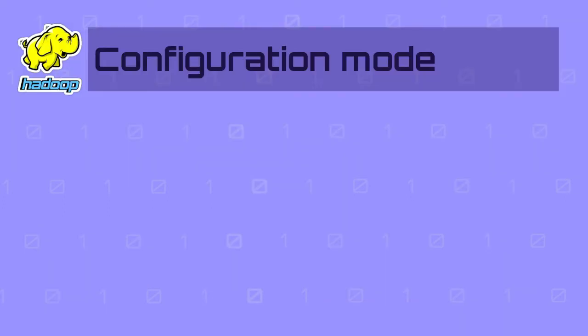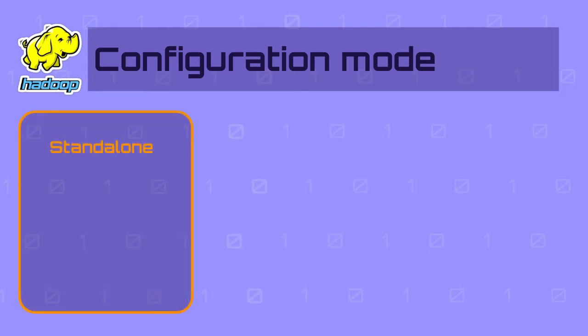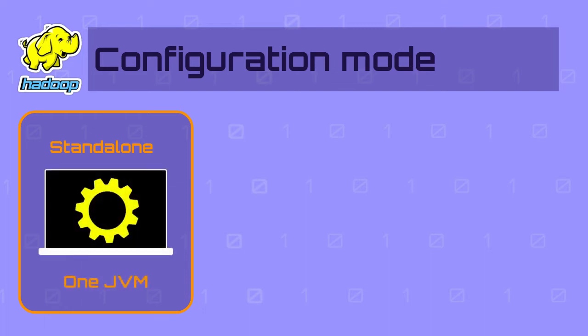In this tutorial, we will see how to install Hadoop in a single machine. When installing Hadoop, you can configure it in 3 different modes. Standalone, which means that there are no separate daemons running, and everything runs in a Java virtual machine in a single machine. And this is the default configuration.